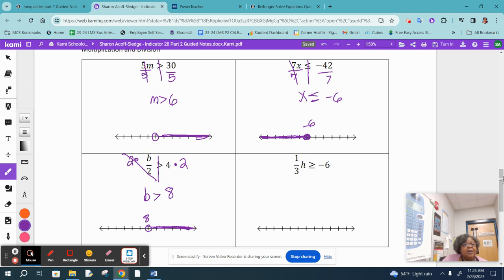Okay, now remember this one? This is a fraction, so we multiply by the reciprocal. The reciprocal of 1 over 3 is 3 over 1. I'm just going to write the 3. That cancels out. H is greater than or equal to negative 18. If you multiply that in your calculator, and what you're also doing, you're learning how to multiply and divide integers. So you're learning the plus and negative rules without me explicitly teaching them. Okay? So we got a negative 18, closed circle, shade in that direction.